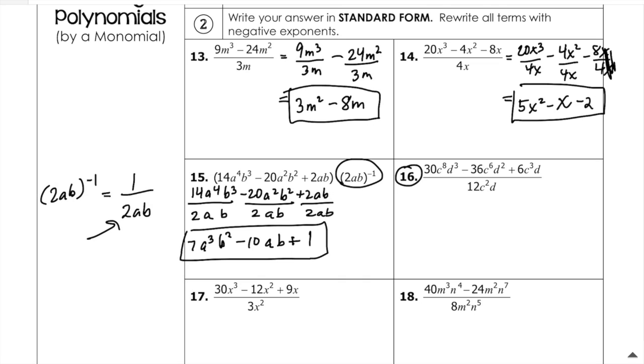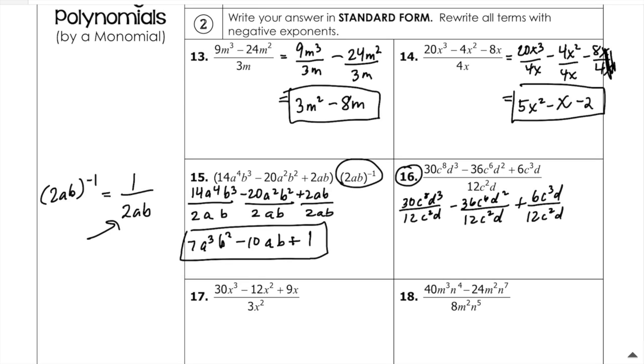So let's see. I'm going to split this up. So I have 30c to the 8 d to the third all over 12c squared d, minus 36c to the 6 d squared all over 12c squared d, plus 6c to the third d all over 12c squared d. Good. Yep, and that looks great.